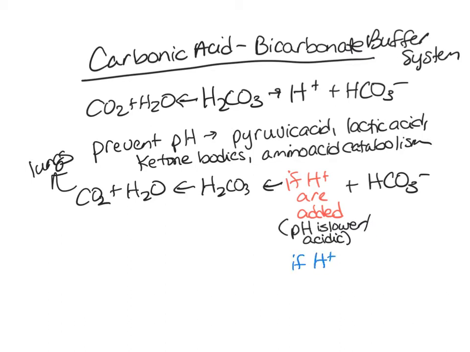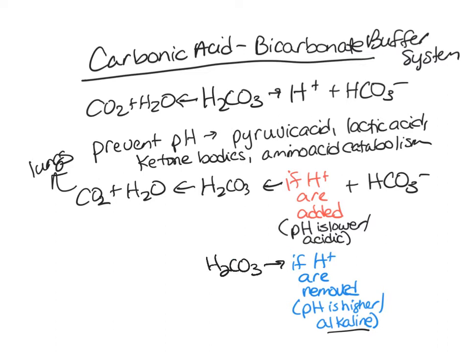If hydrogen ions are removed, so hydrogen levels drop, that means that the pH is higher or alkaline. So if the blood becomes alkaline, then carbonic acid will break down into hydrogen and bicarbonate, and that will give us the additional hydrogen to bring the level back up to normal. In order for us to make carbonic acid, carbon dioxide and hydrogen have to combine together to form that.